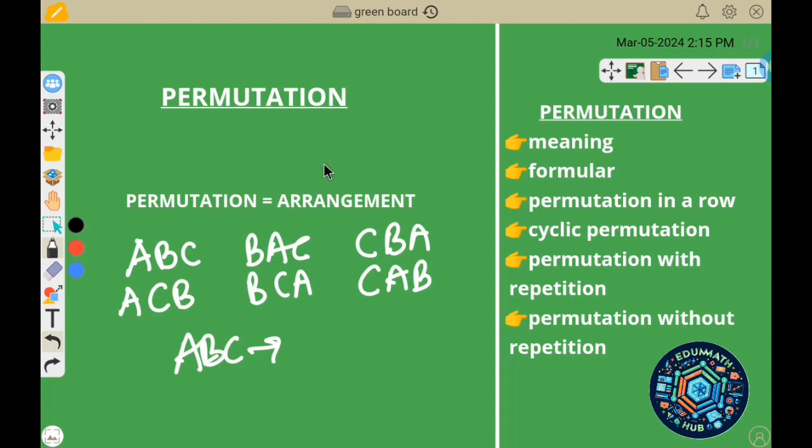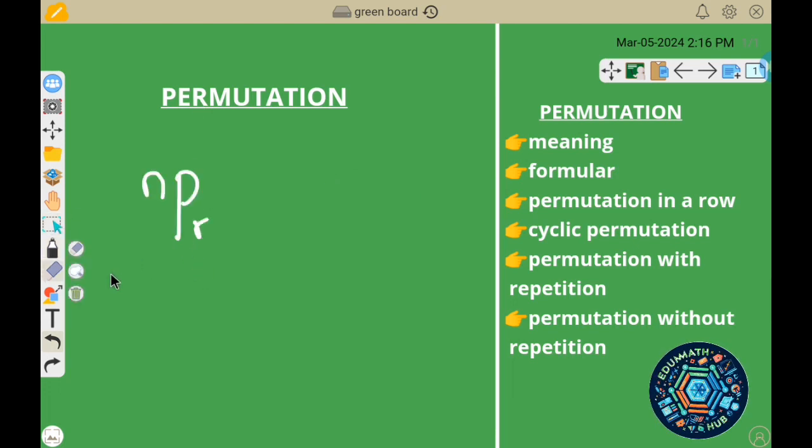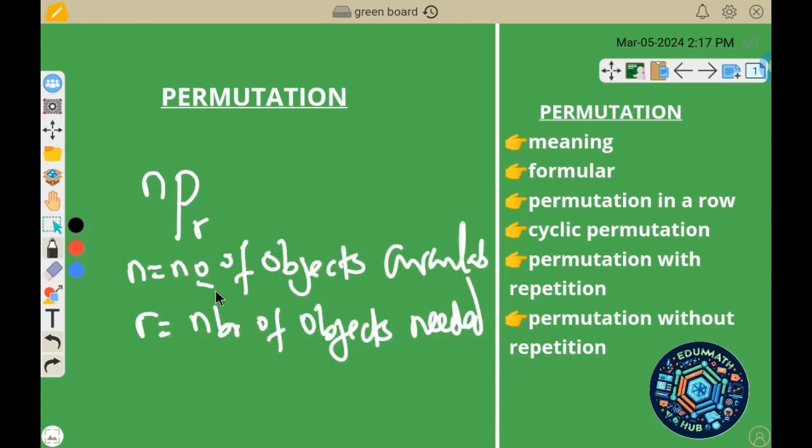So this is the formula of permutation. In symbolic form, permutation is written as nPr. n is the number of objects available, r is the number of objects needed. So if you have 5P2, it means that you have 5 objects and you're trying to arrange them 2 at a time, you're trying to pair them 2 at a time. So you have 5 objects and you are picking 2 at a time. That's why it's called 5P2.